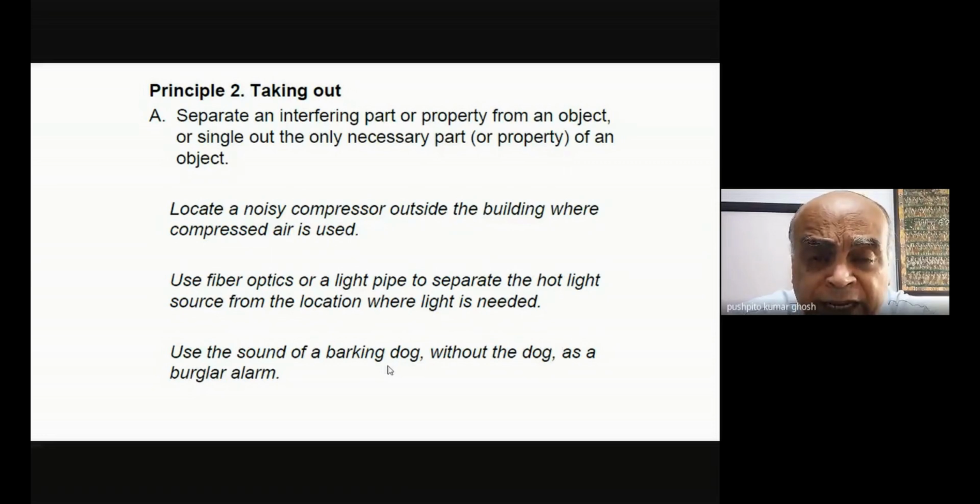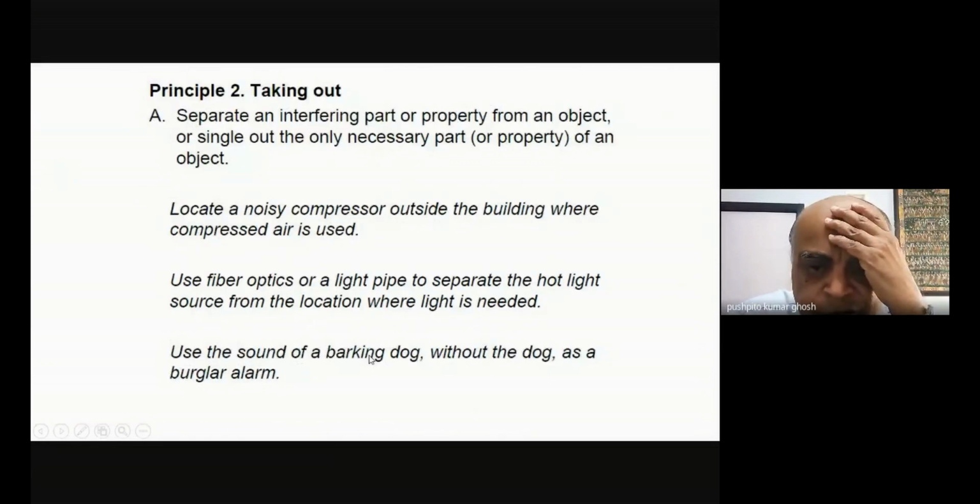Or like, let's say in our farms, where birds are coming and eating all the crops, and then you put the scarecrow. What is a scarecrow? It looks like a human being, but it is not. But it still scares the birds. The birds think it's a human being, but it's not. So you have taken out the live stuff and you have left something which still has an impact. So that is taking out.